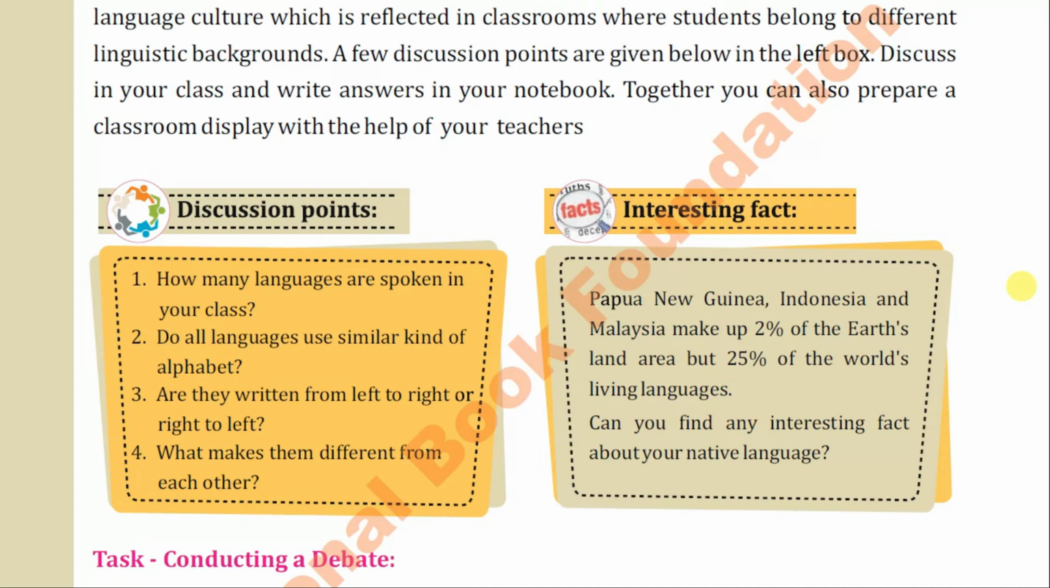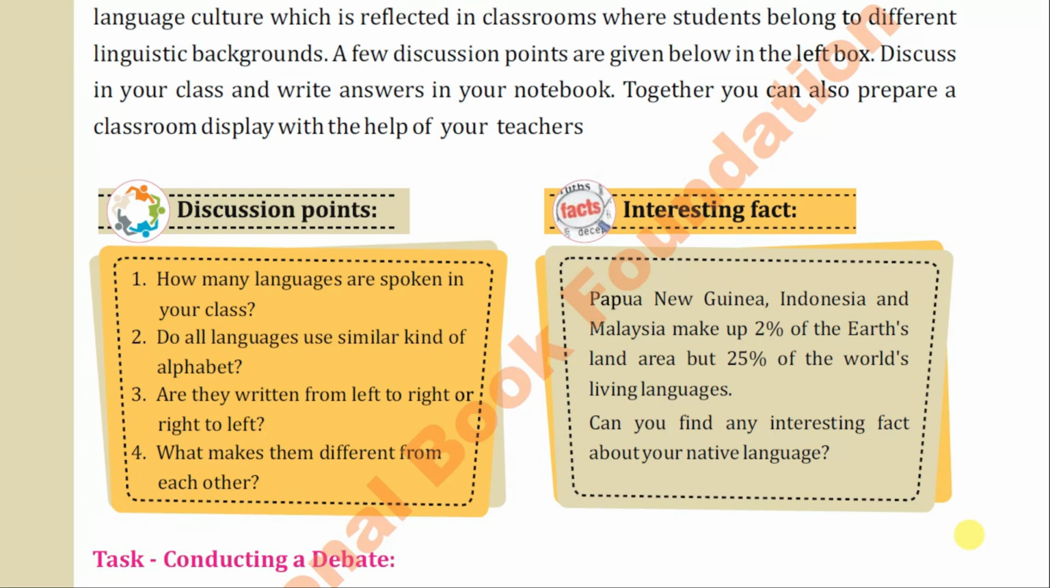Now some interesting facts. Papua New Guinea, this is the name of a country. Indonesia and Malaysia make up 2% of the world's land area, but 25% of the world's living languages. Can you find any interesting fact about your native language? Yes, you may have different kinds of native languages. For example, some people have Pashto as their native language. Some people have Punjabi as their native language. You can find some interesting fact about your language, for example, how it is written and what is its cultural background.